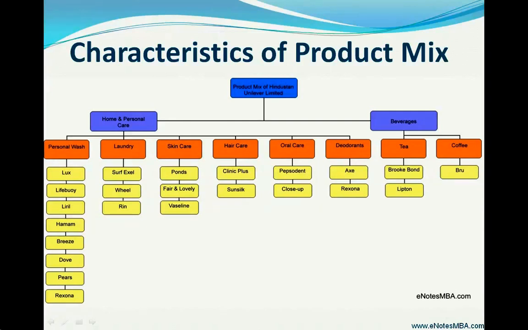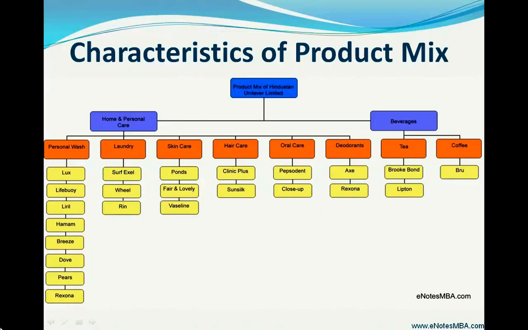The depth of an organization's product mix pertains to the total number of variants of each product offered in the line. Variants include size, color, flavors, and other distinguishing characteristics. For example, Close-Up brand of Hindustan Unilever Limited is available in 3 formulations and in 3 sizes. Hence, the depth of Close-Up brand is 3 into 3 equals 9.